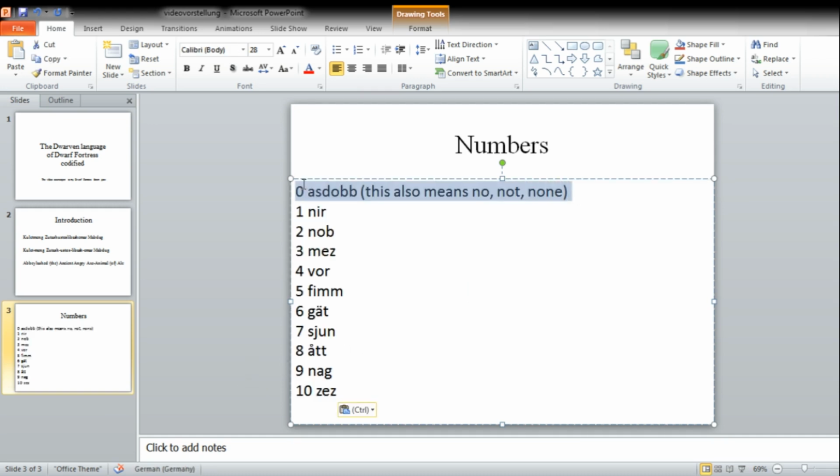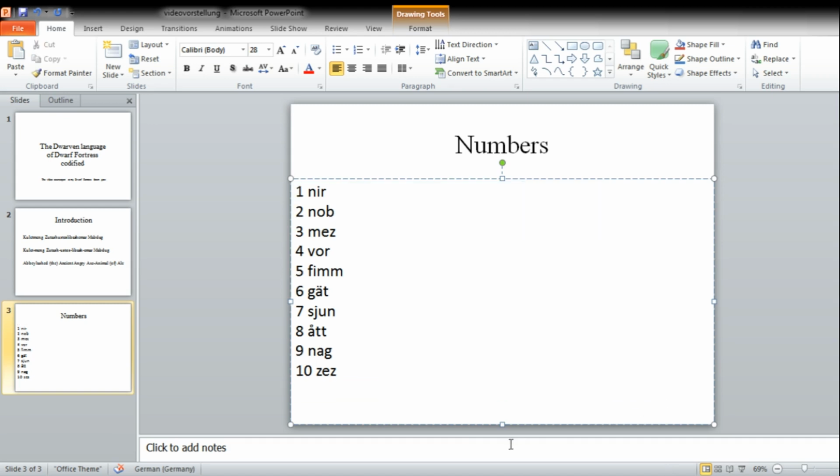Azdob is 0, but it also means no, not, none. It's the negation word. However, it's not actually used in making numbers. It's important to mention, of course, it is a number, but it's not. It won't be mentioned any further. It's to be remembered, but it's not important for us right now. So these are the numbers.